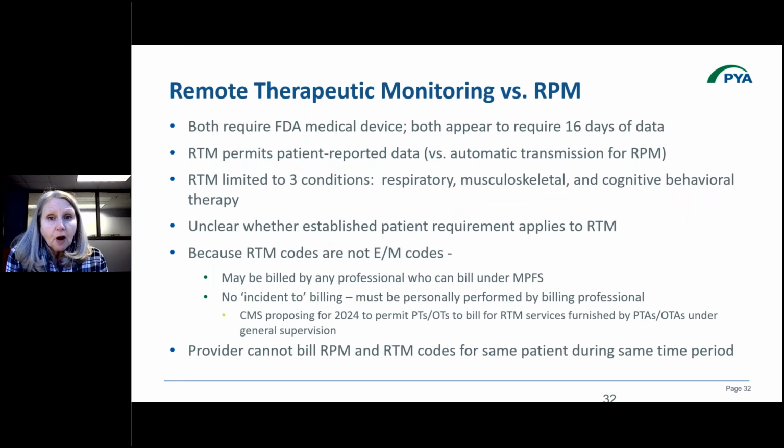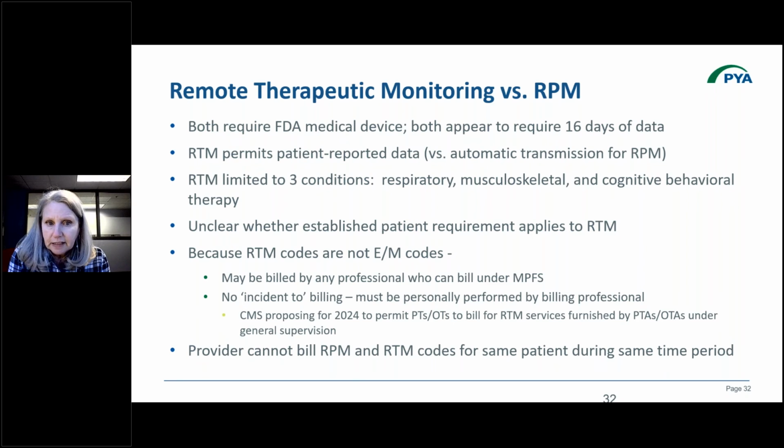So let's flip from RPM to remote therapeutic monitoring and what we're trying to accomplish here. Again, both are going to require an FDA medical device. Both appear to require 16 days of data to be billable. RTM, however, permits patient-reported data as opposed to the automatic transmission for RPM.